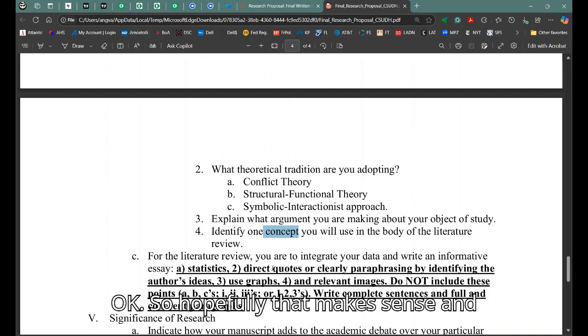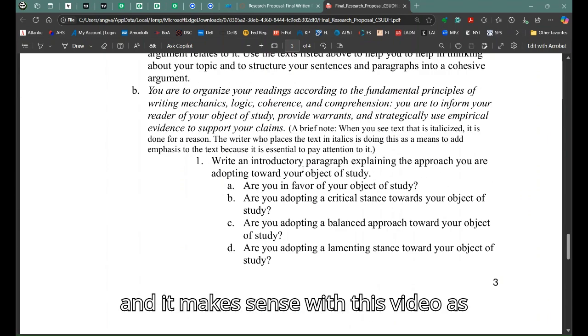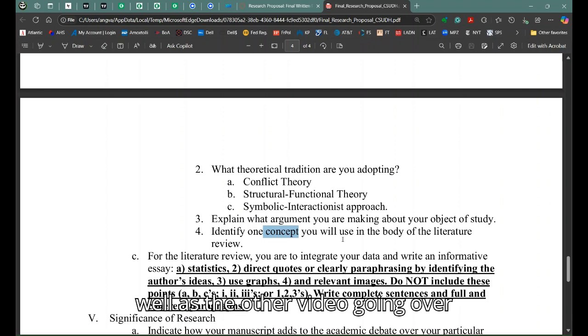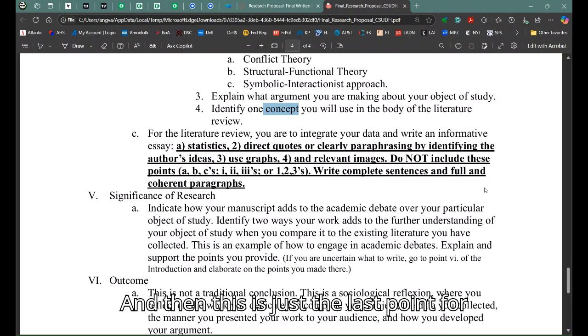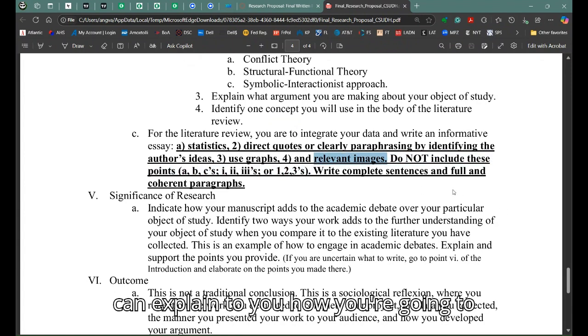Okay. So hopefully that makes sense, and it makes sense with this video as well as the other video going over the final presentation. And this is just the last point for you as well. For the literature review, you are to integrate your data and write an informative essay. You can use statistics, direct quotes, or clearly paraphrase by identifying the author's ideas. You can use graphs and relevant images, but be warned, if you do use an image, make sure that you reach out to me so I can explain to you how you're going to use the image in the context of your paper.